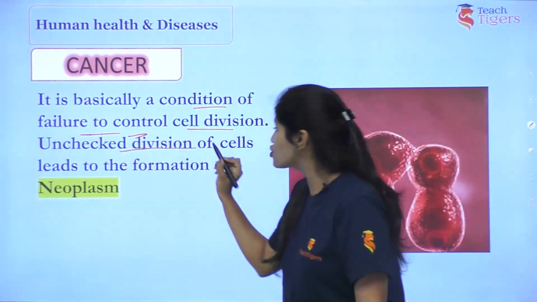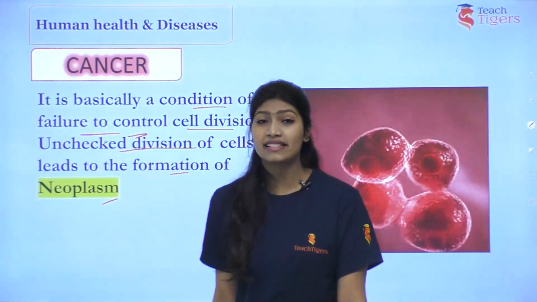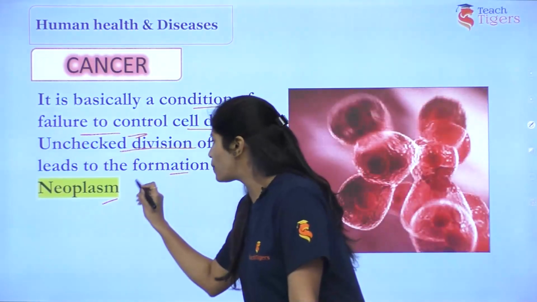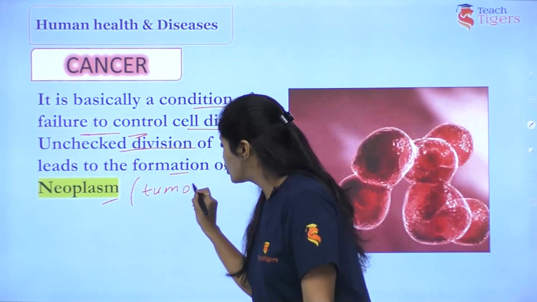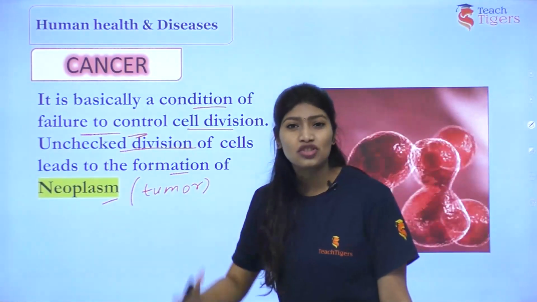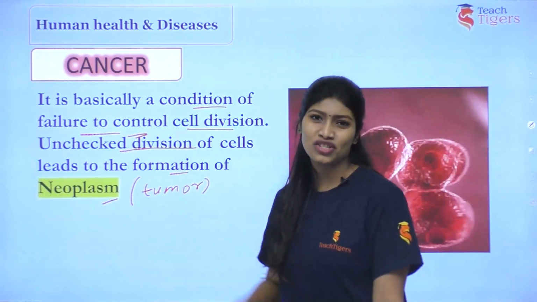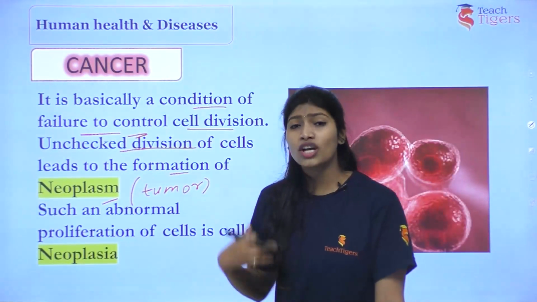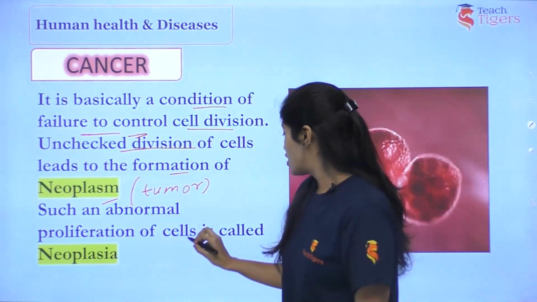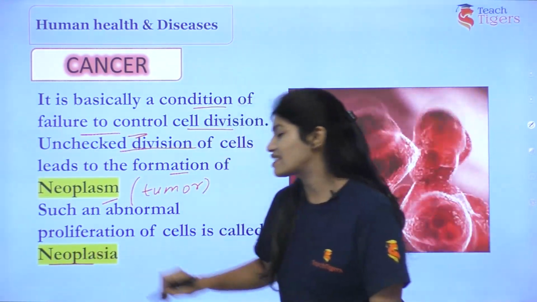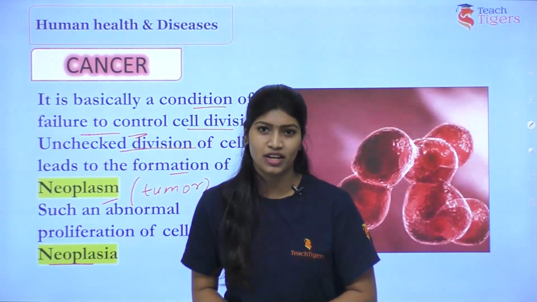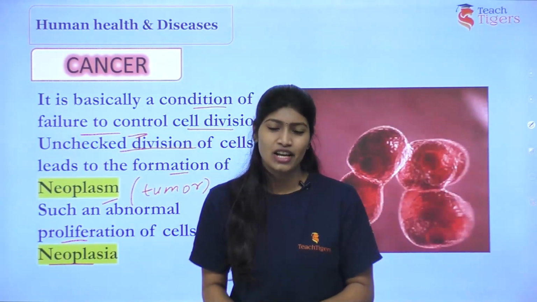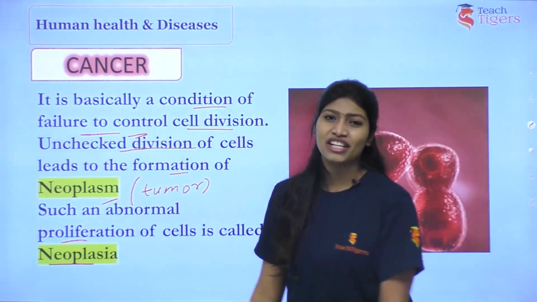Unchecked division of cells leads to the formation of neoplasm. Neoplasm is nothing but a tumor. So unchecked division of cells leads to the formation of neoplasm, that is, tumors. This sort of uncontrolled division or proliferation of cells is called neoplasia, which is nothing but formation of tumors. Proliferate means to divide rapidly. So over-division leads to neoplasia.